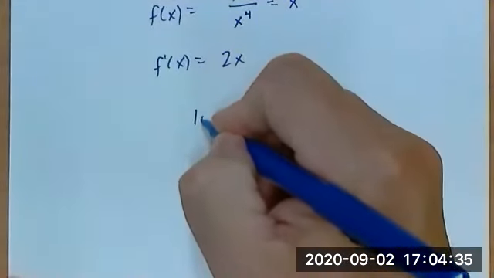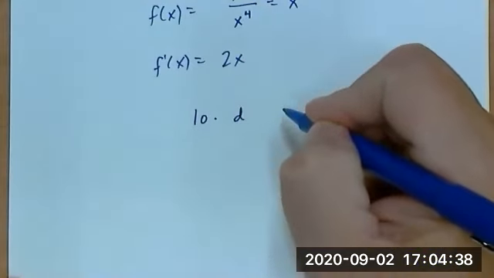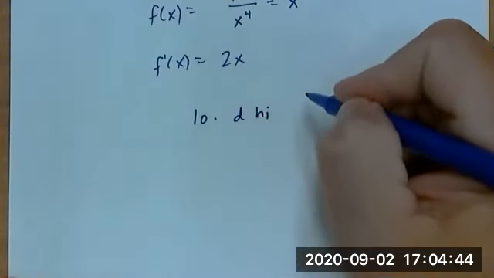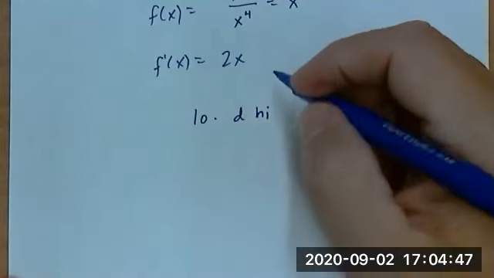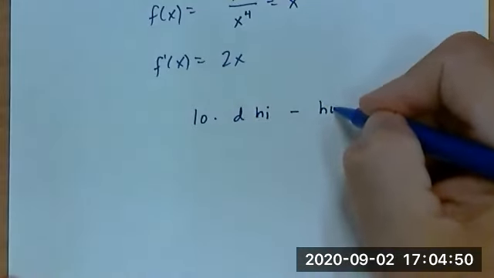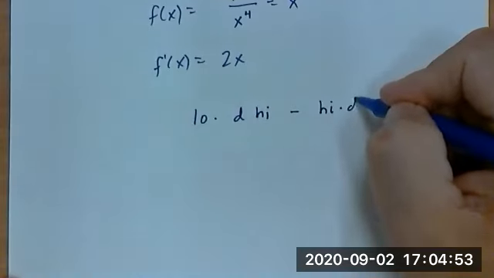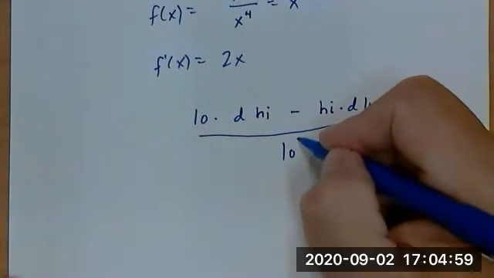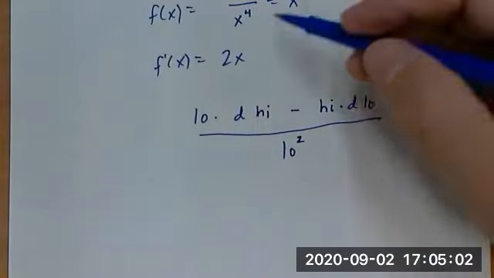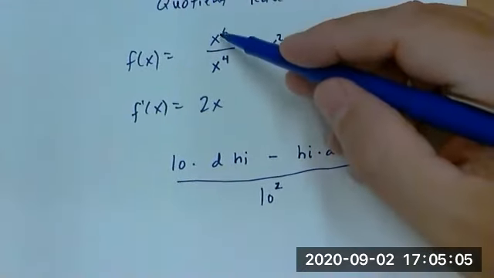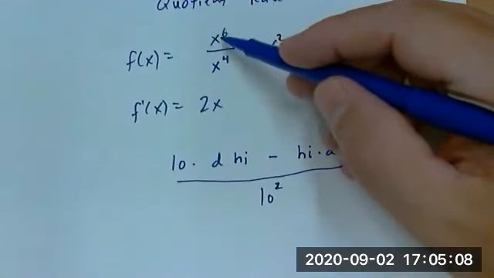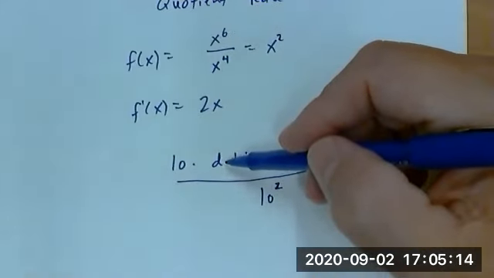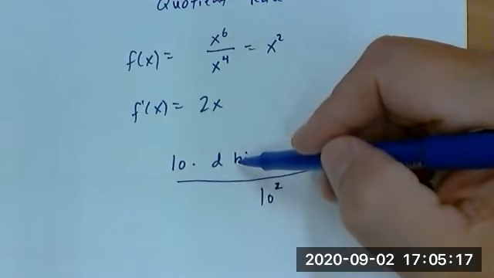And you say low D high, and I'll explain what this means in a minute, minus high D low over low squared. So the high and the low is talking about the top and the bottom. High meaning it's high and low meaning it's low. And every time you have this D here, the D means to take the derivative.